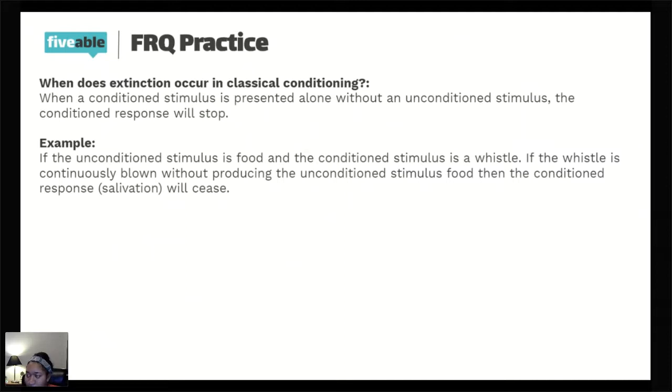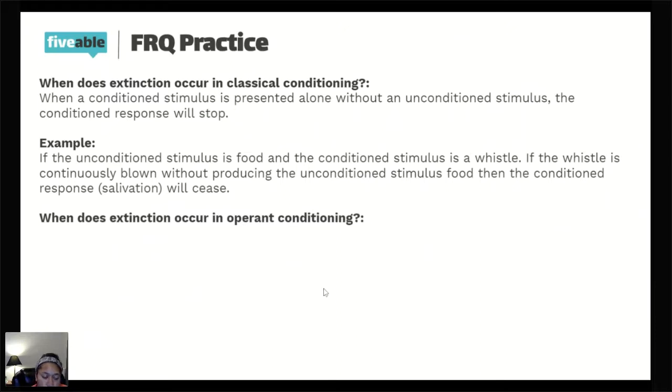So basically, if a dog is conditioned to listen to a whistle and know that it's time to eat, and let's just say that the food is gone. So the person just blows the whistle continuously, days after days, time after time, and there's no food presented with the sound of the whistle, the dog will begin to stop salivating because they're like, I hear the whistle, but there's no food. Like, what is going on? So that behavior just ceases, and then therefore you have extinction.